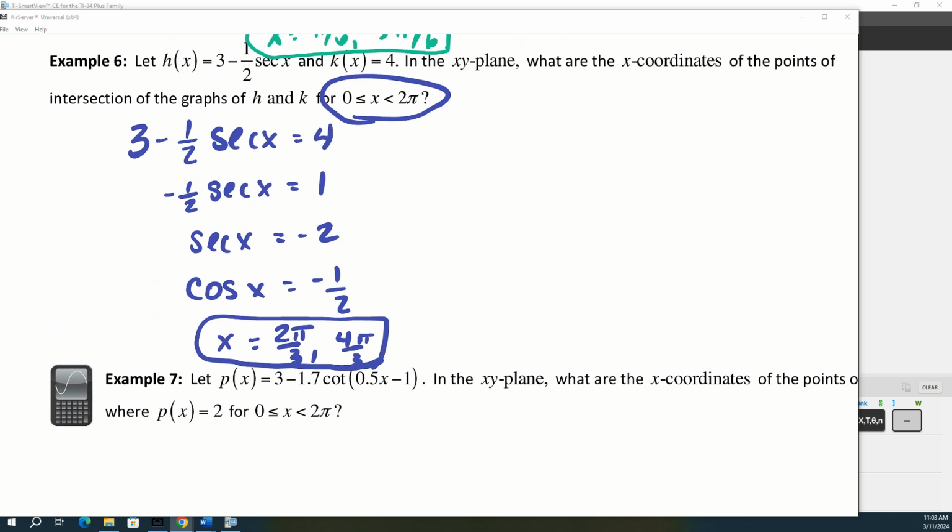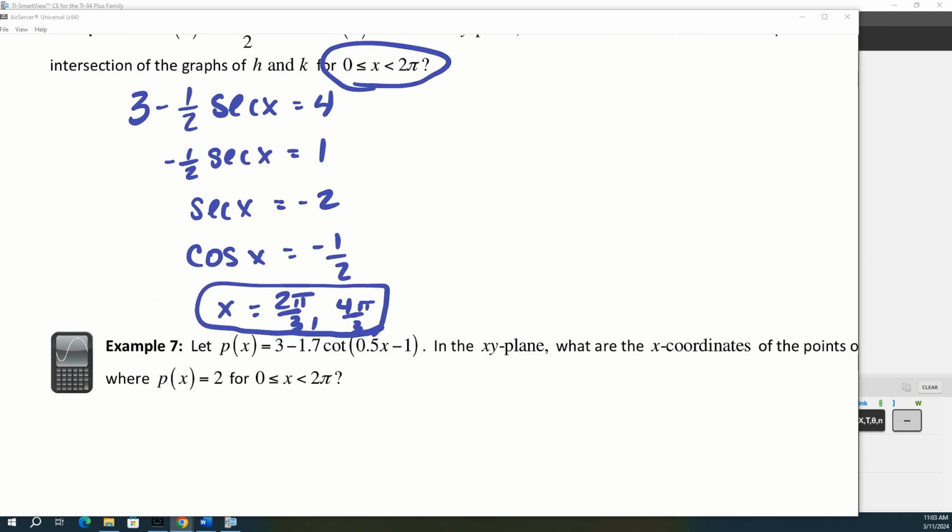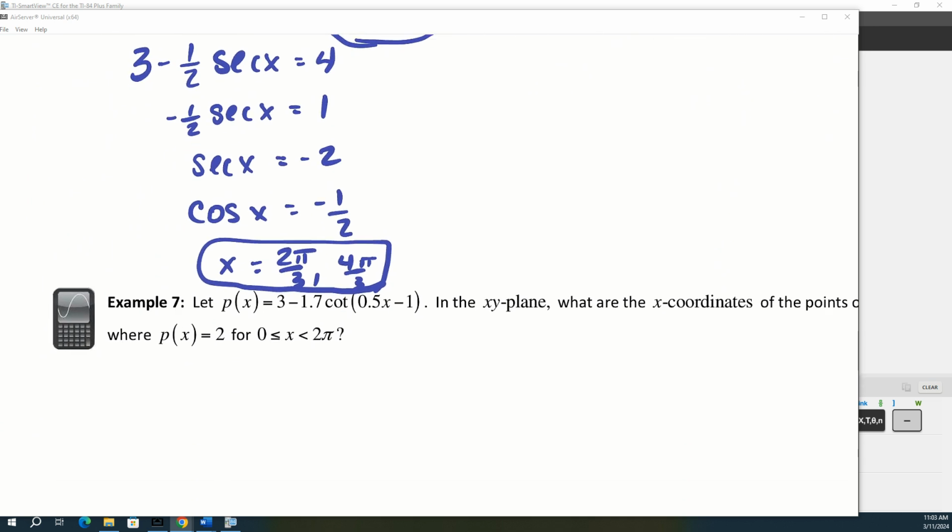All right, and then the last one is a calculator question. And I feel like I don't spend a ton of time with calculator questions in here. I do the same thing with my calculus class too. I focus more on the non-calculator, but you need to be able to type this stuff into the calculator.